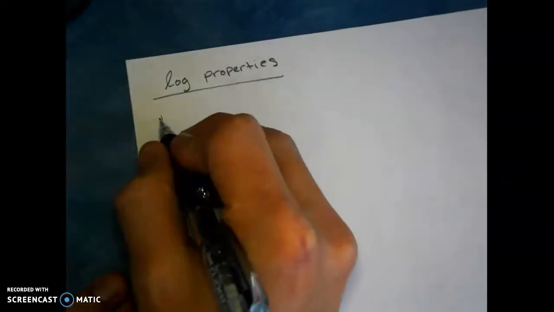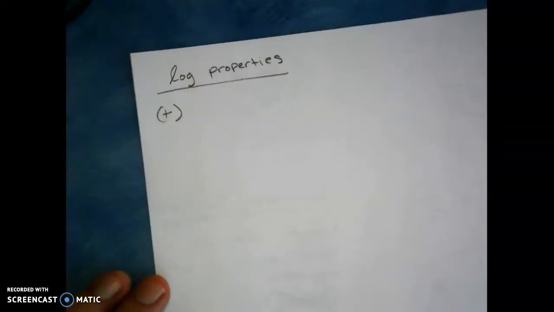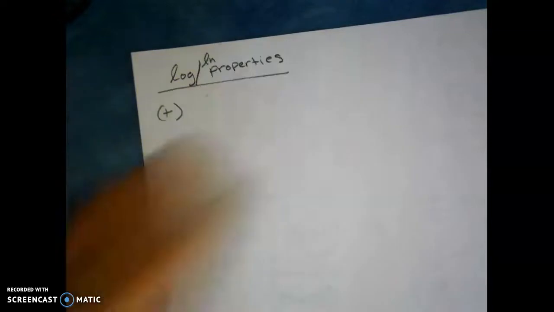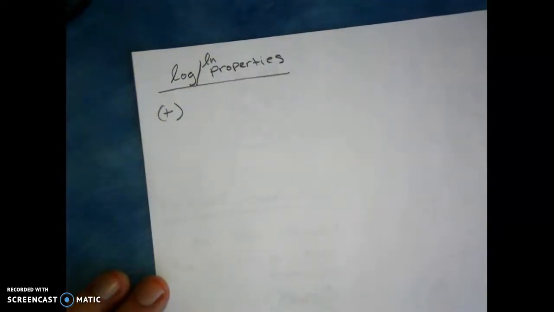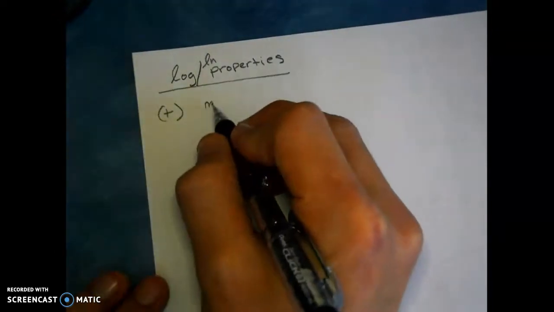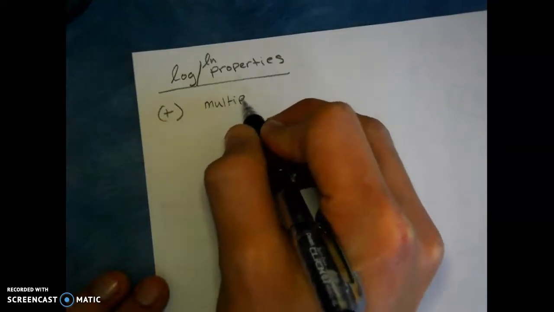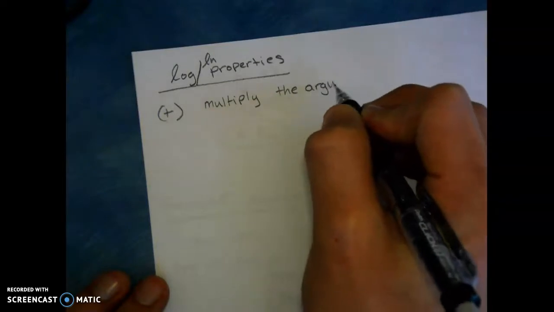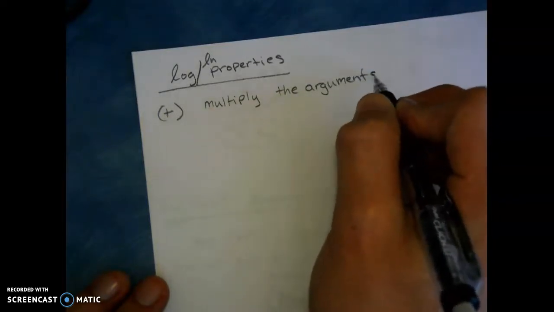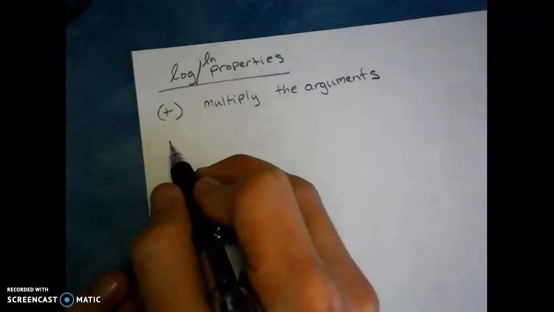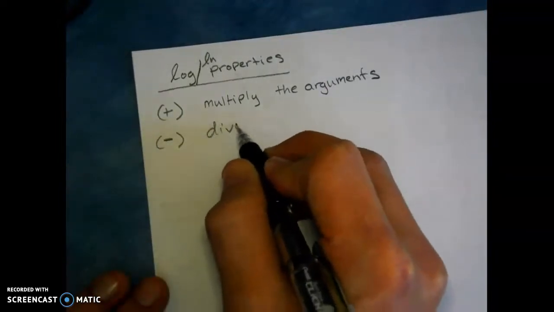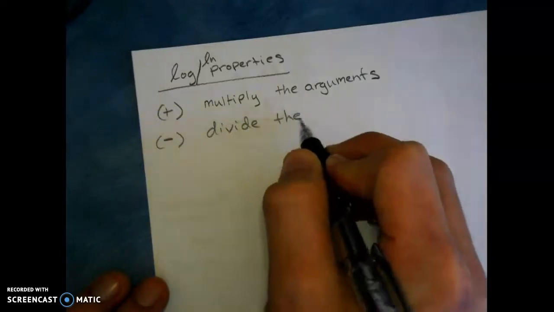Log properties, okay. The first one is adding. So when I add logs and natural logs, so this goes for natural logs too, when I add them together, I multiply the arguments. Okay? And then when I subtract, I divide the arguments.